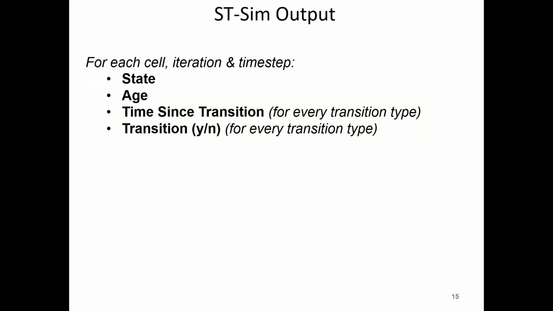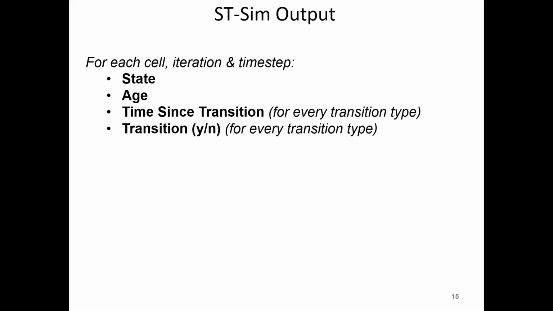So that's one feature. The other thing I just want to talk about is the output that comes out when you're using STSim to develop these models. There's really only, well, I guess there's 3 types of output, because age and time since transition are one and the same. But for every cell, for every Monte Carlo iteration, and for every time step that you run, you can get output of the state of that cell, its state class.